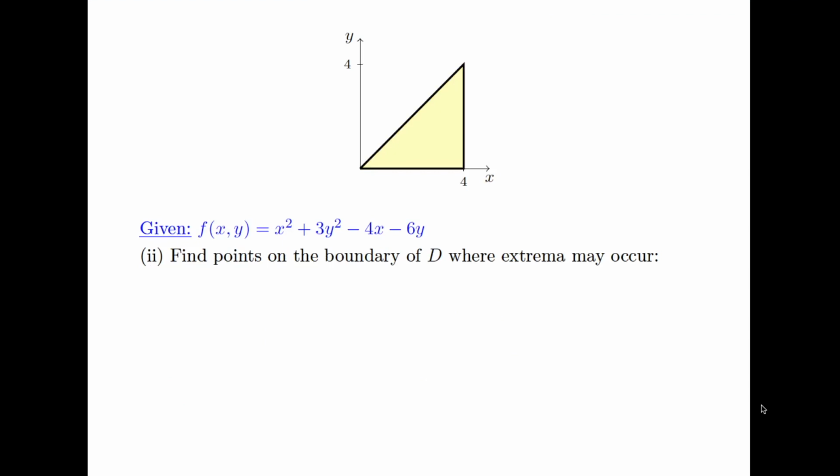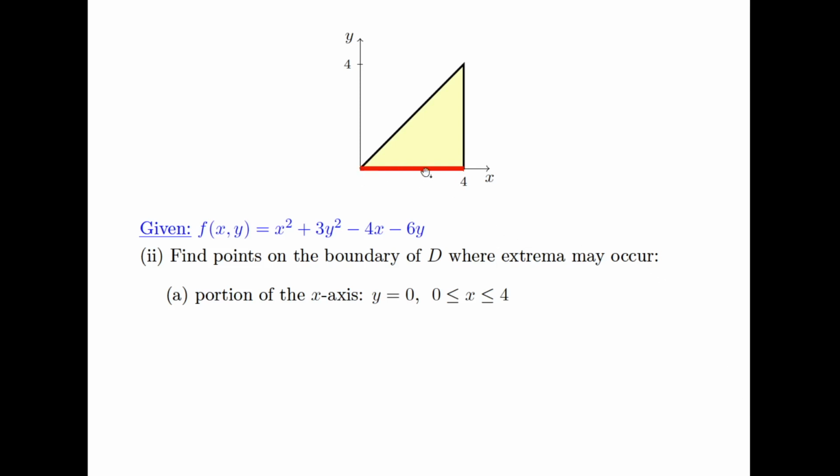Next, we find points on the boundary of the region D where the extrema may occur. Notice that the triangular region D is composed of three line segments which form the sides of the triangle. Therefore, we look for the critical points at each of these line segments.